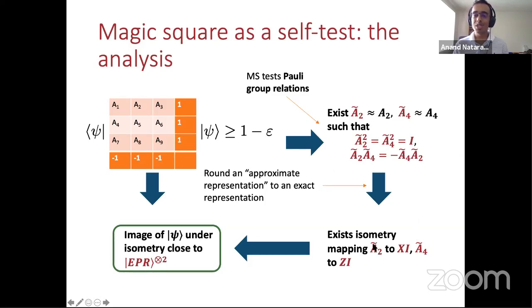So once you've reached this stage here, what have we done? We've constructed an isometry that maps the prover's operators to these Pauli matrices. And then finally, you can use this isometry plus the condition that you win in the game to deduce that the state psi was stabilized by this X tensor X or Z tensor Z, and that tells you that psi was close to being 2 copies of the EPR state. So this is at a high level how the analysis of the magic square game as a self-test works.